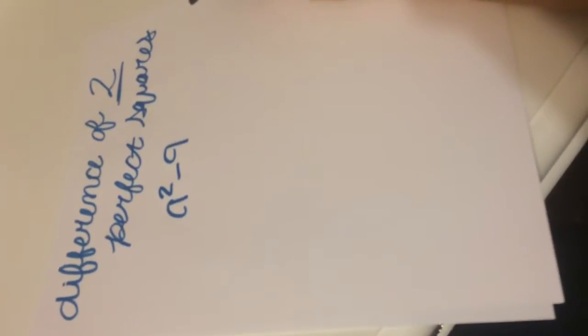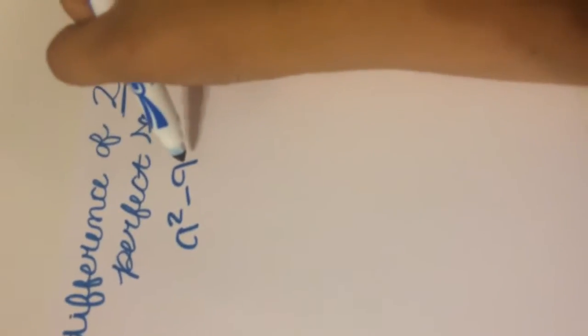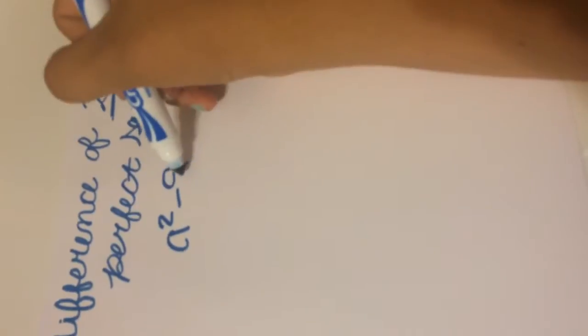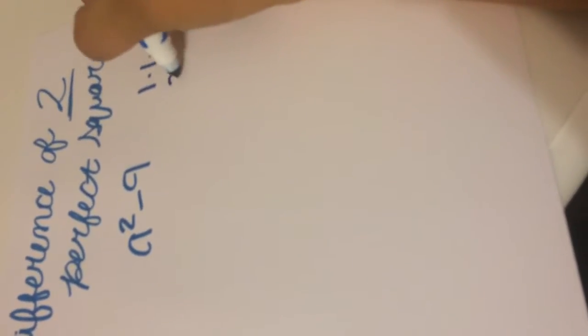Difference of two perfect squares, a squared minus 9. So what I do when I have the difference of two perfect squares, I go through the perfect squares until I find one that gives me the number in the expression. So 1 and 1, which would equal 1, so that doesn't work. 2 and 2, which equals 4, again doesn't work. 3 and 3, which equals 9, which does work, of course.